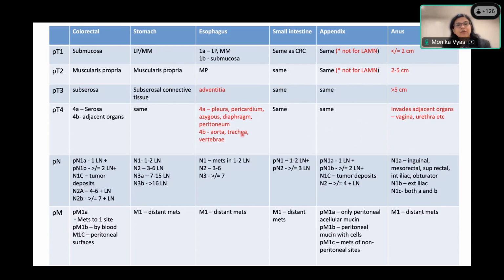And for the esophagus, since there's no serosa, presence of tumor involving the pleura or pericardium, diaphragm, or peritoneum is considered pT4a, and presence of tumor involving aorta, trachea, or the vertebrae is considered T4b.